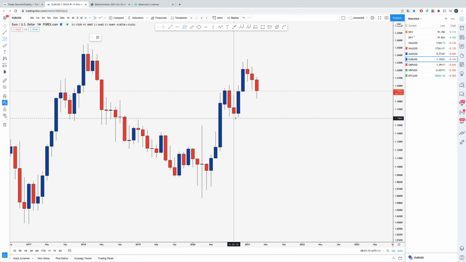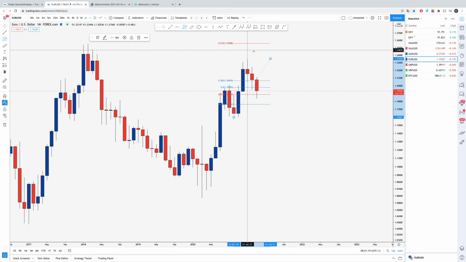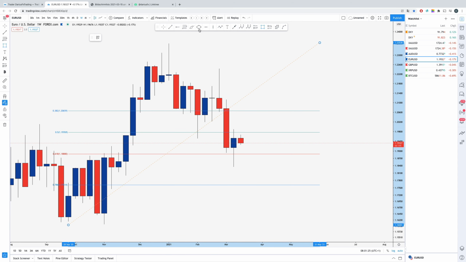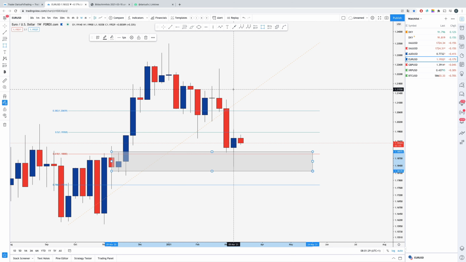We can see impulse, correction, impulse, and currently we're creating a correction based on the last impulse. And what we can see is that we're respecting the 0.618, and also over here we got a weekly level of demand. And the market has also closed super nice bullish after getting the liquidity from this level.